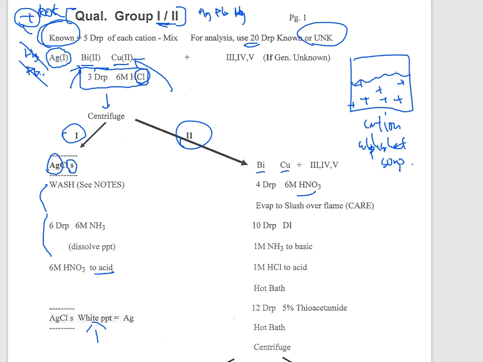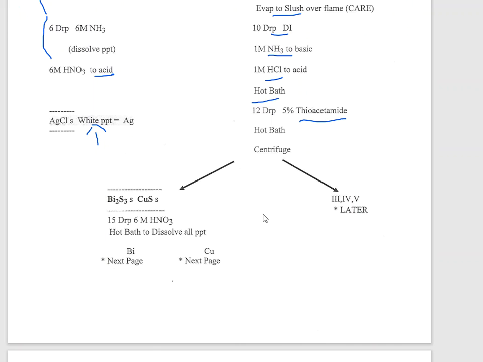I add nitric acid. I evaporate it to slush. I add some water. I add ammonia to get it basic. I add hydrochloric to go back to acid. I put it in a hot bath. I add 12 drops of thioacetamide, which is stinky, stink. And then I add it into a hot bath. And then I centrifuge it again. And thioacetamide is a sulfur source.